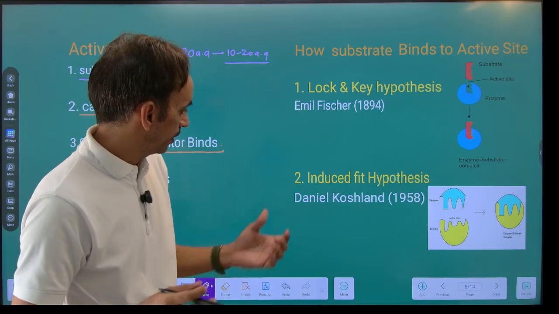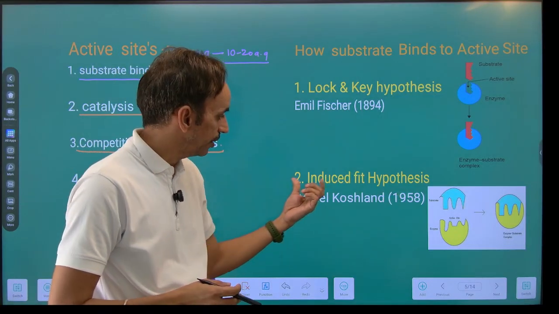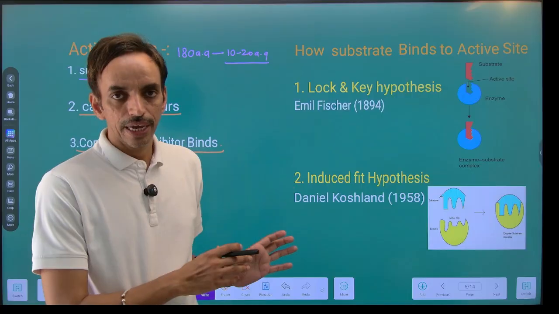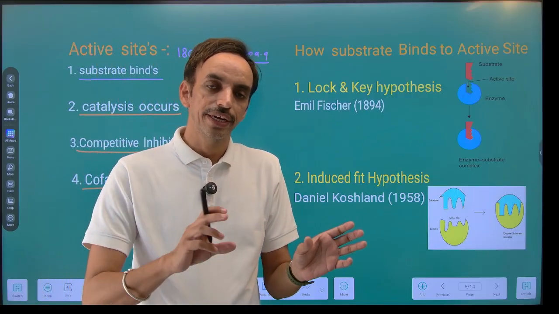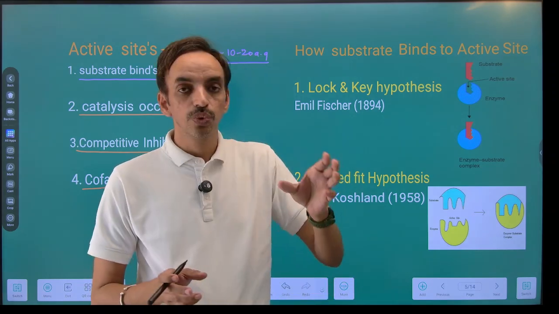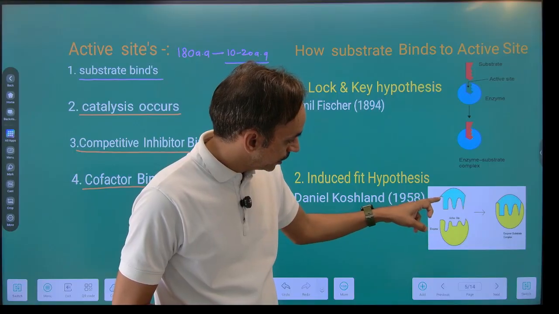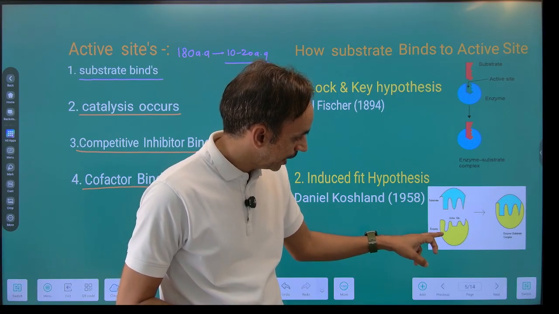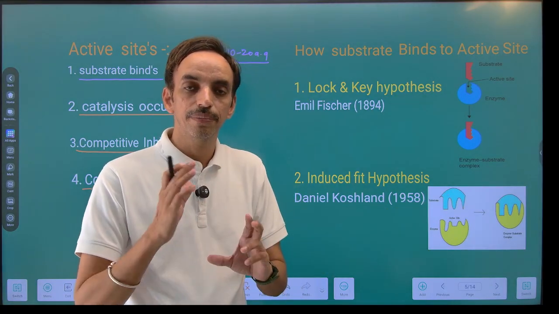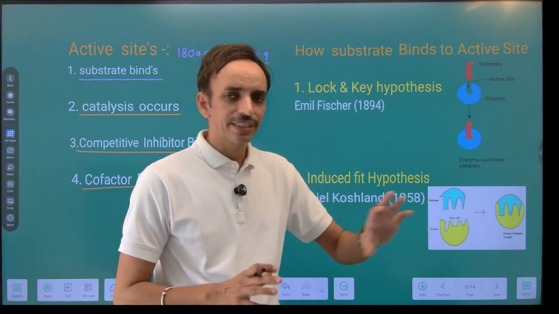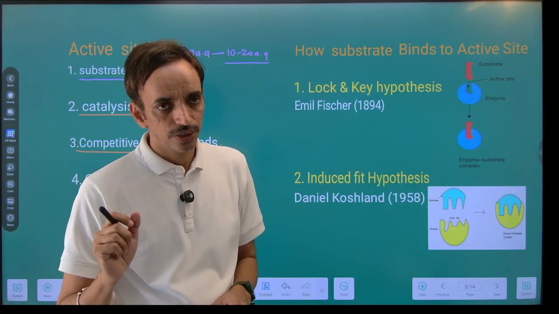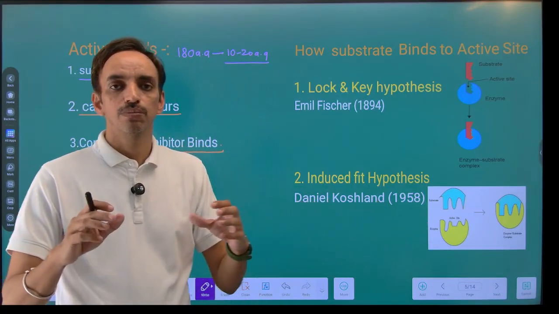Now, there is another hypothesis called the induced fit hypothesis, given by Daniel Koshland in 1958. As per this hypothesis, the structure of the substrate and the active site of the enzyme are different. You can see over here the structure of the substrate and the active site are somewhat different, but the binding of the substrate to the active site makes a conformational change in both the substrate as well as the active site in such a way that the substrate is readily recognized by the active site. So this is the induced fit hypothesis, which is more acceptable.